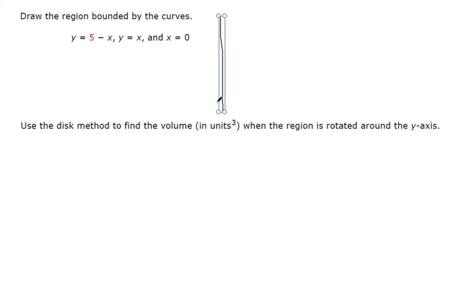Okay, we're supposed to draw the region bounded by the curves. We got y equals 5 minus x. It's got a y-intercept of 5, and it's negative x, so it's decreasing 1 unit for y for every 1 increase in x. Slope of -1, right?